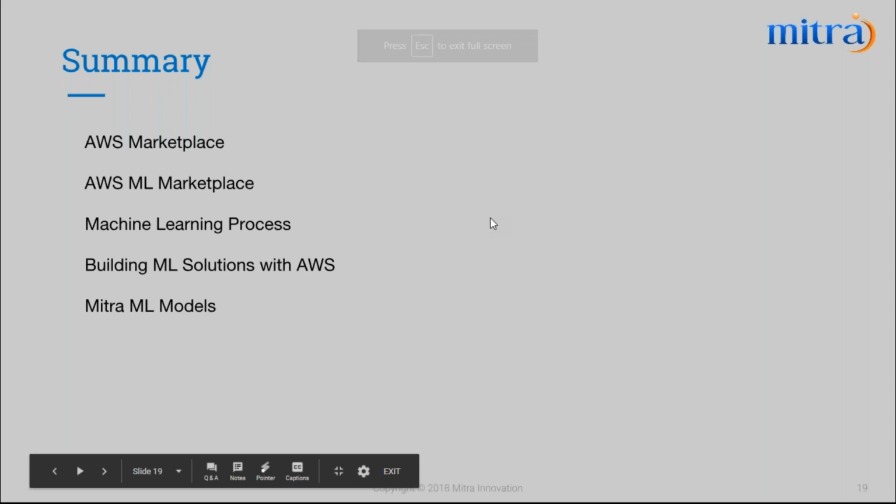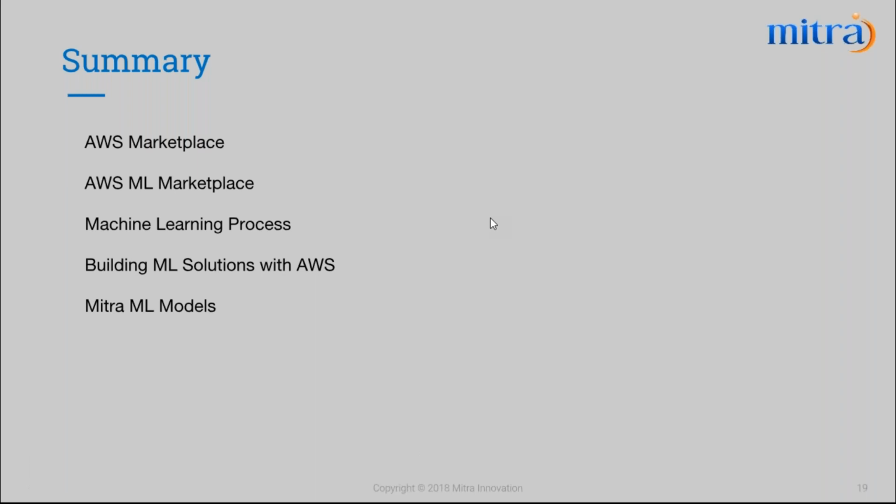So looking at the summary, today we looked at what is AWS Marketplace and especially what is the AWS Machine Learning Marketplace, followed by the machine learning process and how you can build machine learning solutions with AWS. And next we looked at Mitra machine learning models in the AWS Marketplace, and of course how you can subscribe to them and use them in your systems. So that is all we have for uncovering Mitra machine learning models in the marketplace. And stay tuned with us. We will be covering the individual models in the upcoming webinars.